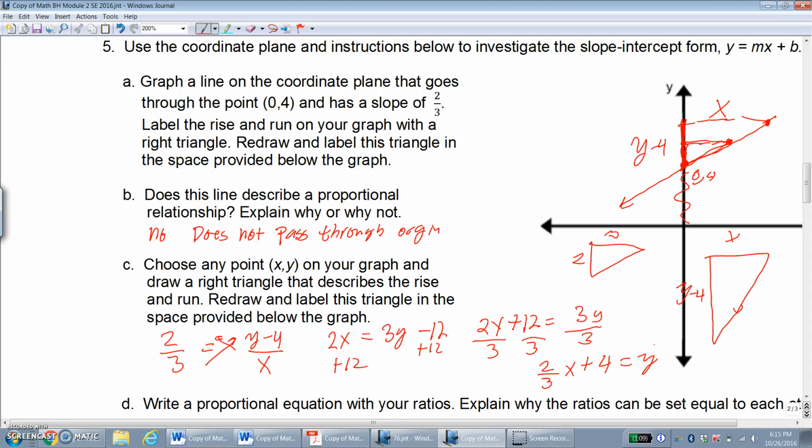As you can see, I have a constant of plus 4 and my slope of 2/3. So really quickly, it says write a proportional equation with your ratios. Explain why the ratios can be set equal to each other. And similar to before, the slope ratio is constant. The triangles are dilations of each other, and dilations have proportional sides.